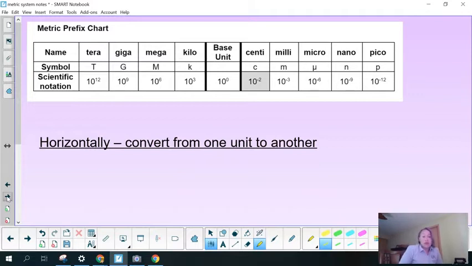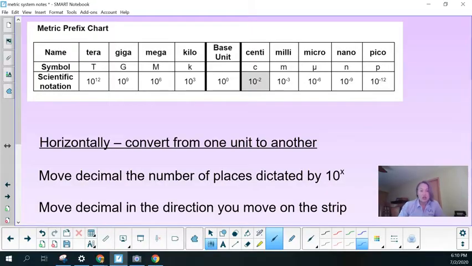To use this chart horizontally, we're going to use it to convert units from one to the other. In order to change units in the metric system from one to the other, we will look at both the scientific notation, the numbers here, the times 10 to the, and then we will also use the direction on the strip. Let's do an example, and I think it'll make more sense to us.